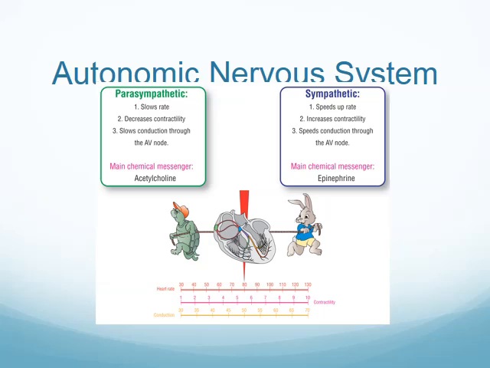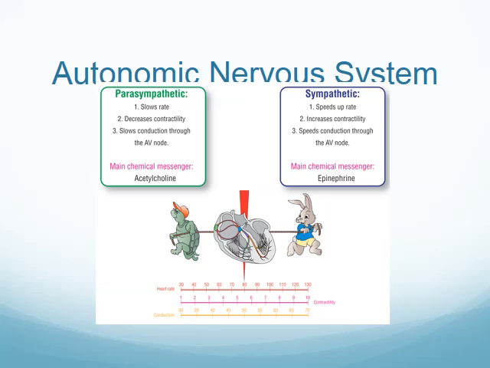So we have two parts of the autonomic nervous system. Remember, the difference between our somatic nervous system and autonomic is that our somatic is under conscious control. The autonomic is regulated by itself. We don't have any conscious control of the autonomic nervous system. We have two parts of the autonomic nervous system. If you guys remember, we have the parasympathetic and sympathetic.